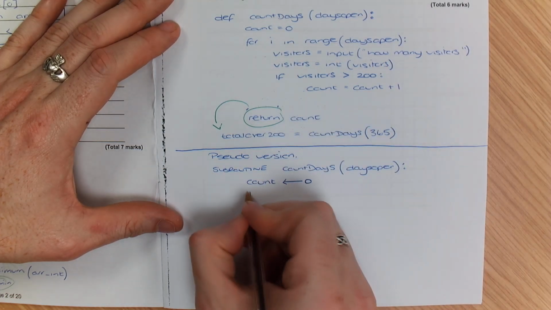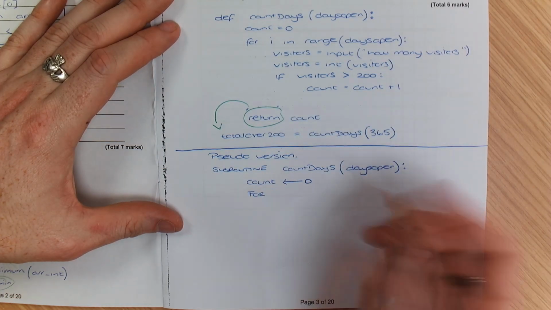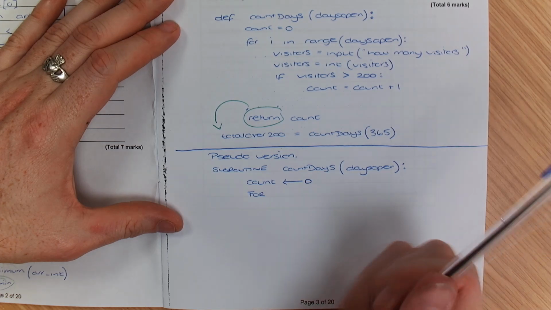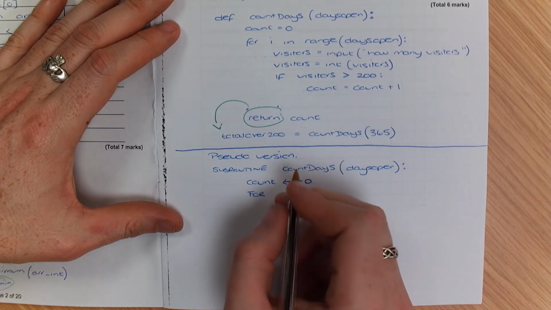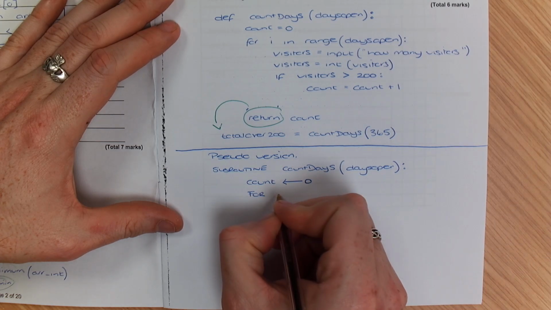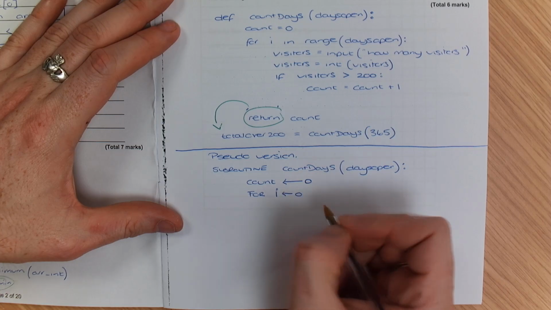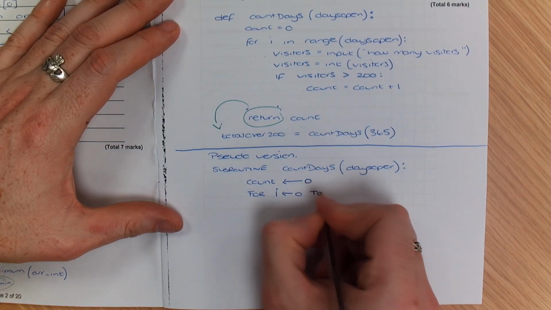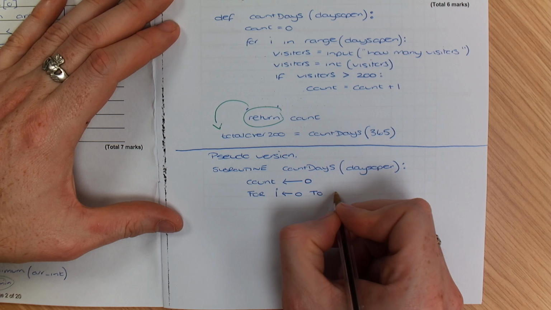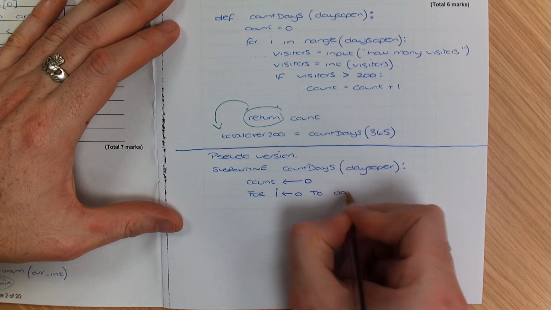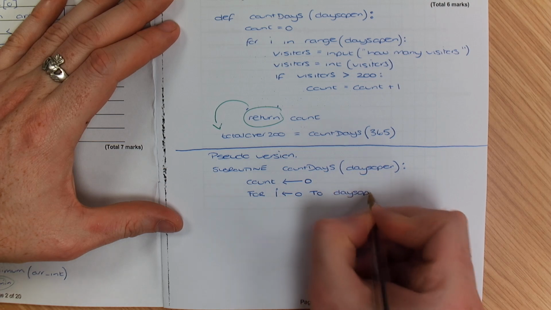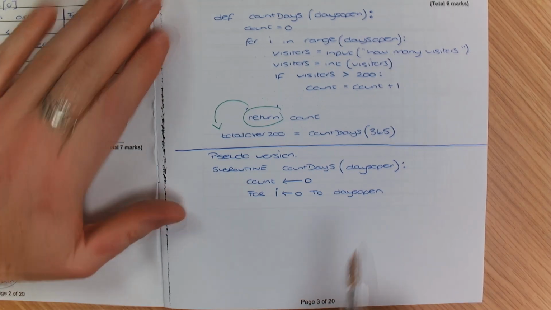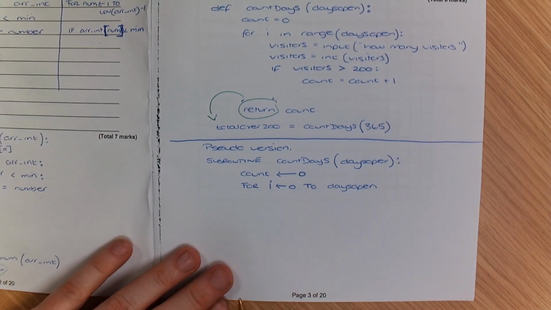For, this is going to be slightly different. Alright? For I is 0 to days open. What is the problem with this?